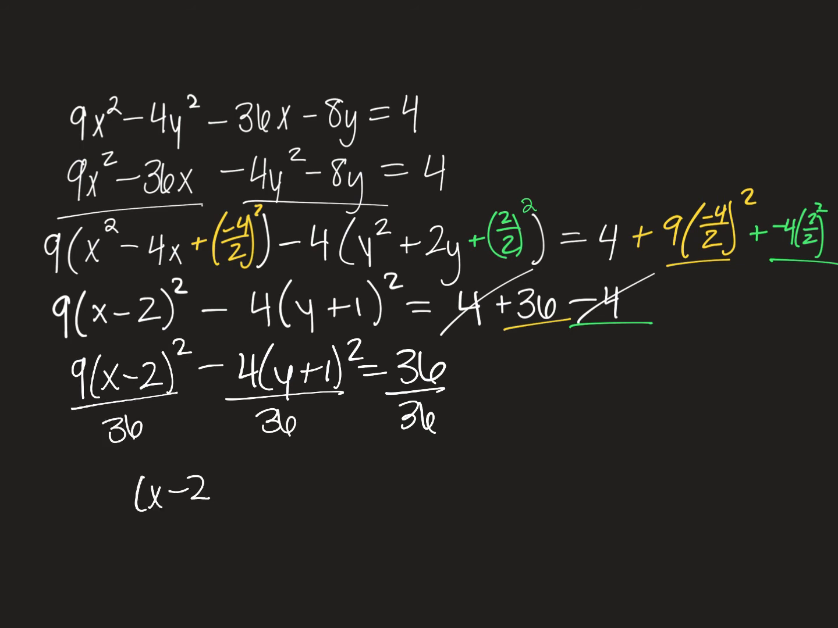This is where I struggle once I get to this part for some reason. So 9 over 36 reduces to 1 over 4. 9, 1.